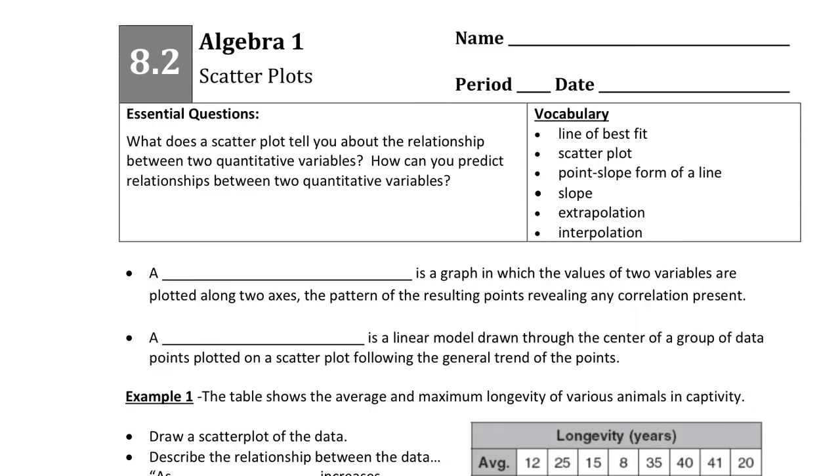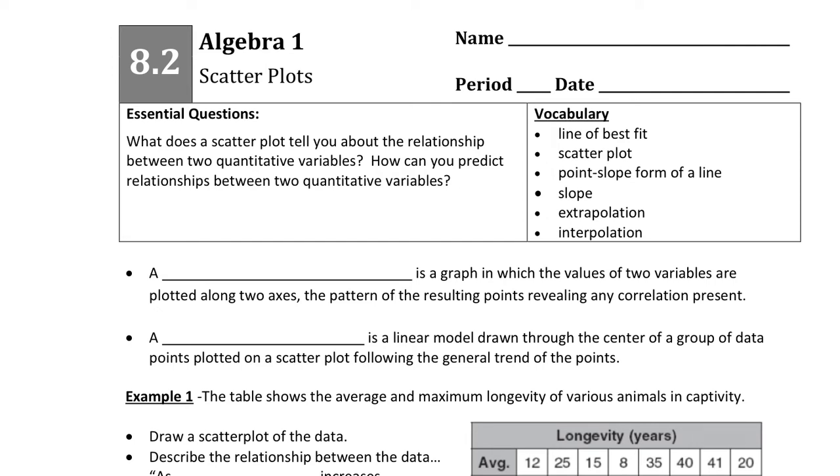Here we are at 8.2, all about scatterplots. Why don't you take a moment to read through the essential questions here. There's 2 of them this time, and we've got a lot of new vocabulary terms.